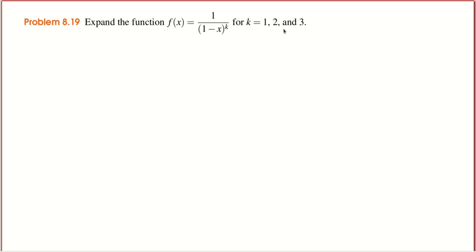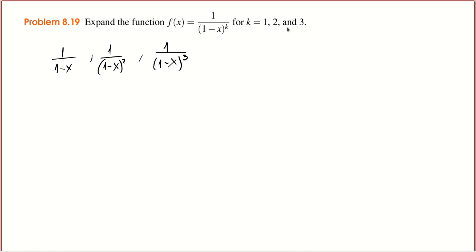Okay, we now need to span three functions, right? Which are 1 over 1 minus x, 1 over 1 minus x squared, and 1 over 1 minus x cubed, for k equal to 1, 2, and 3. There are two ways, at least, in which we can do this, and I'm going to show you both.